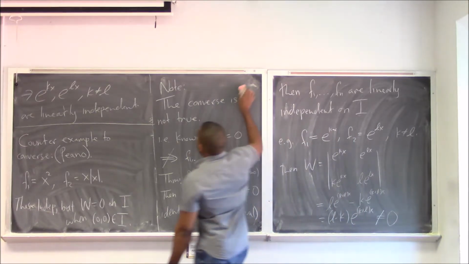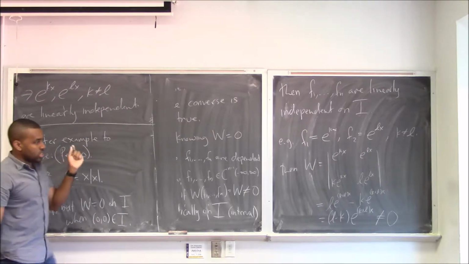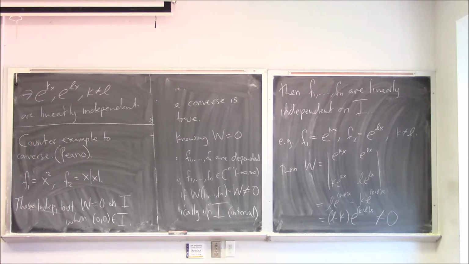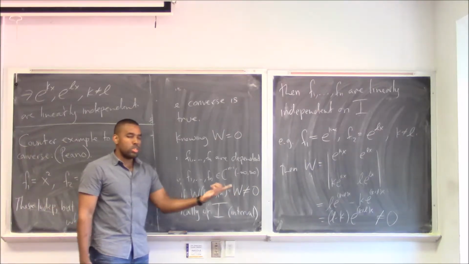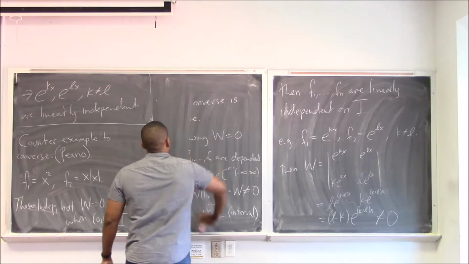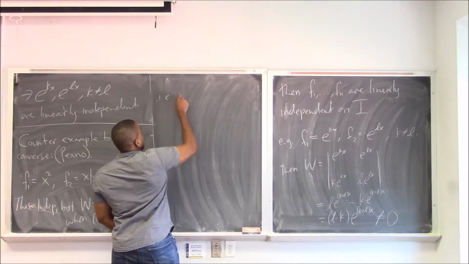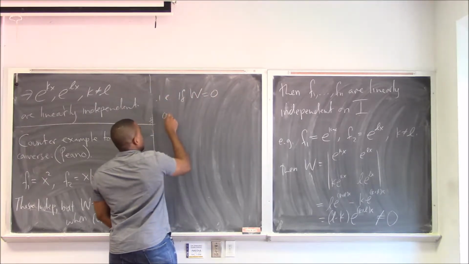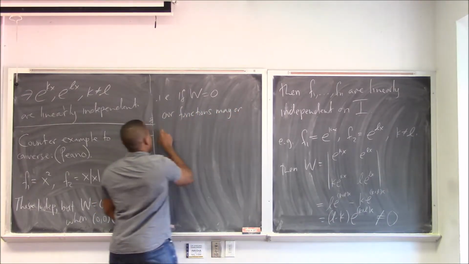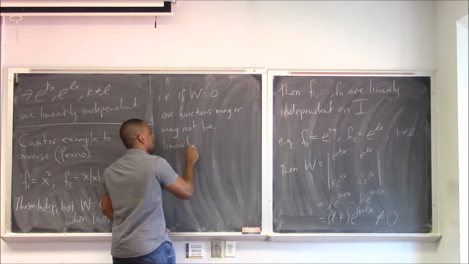So you have to be careful. Just know that this is a very important theorem, but you can only apply it in one direction. Knowing that the Wronskian is not 0 gets you to realize that it must be linearly independent. But if your Wronskian is 0, you don't really know. There could be other options. I.e., if the Wronskian equals 0, our functions may or may not be dependent. So you have to be a little bit careful here.